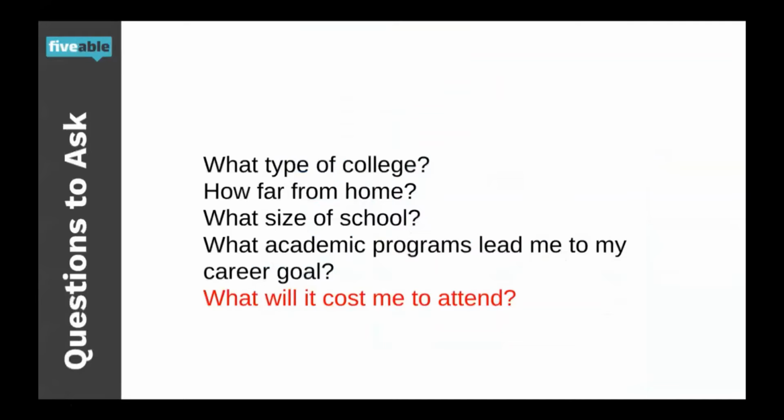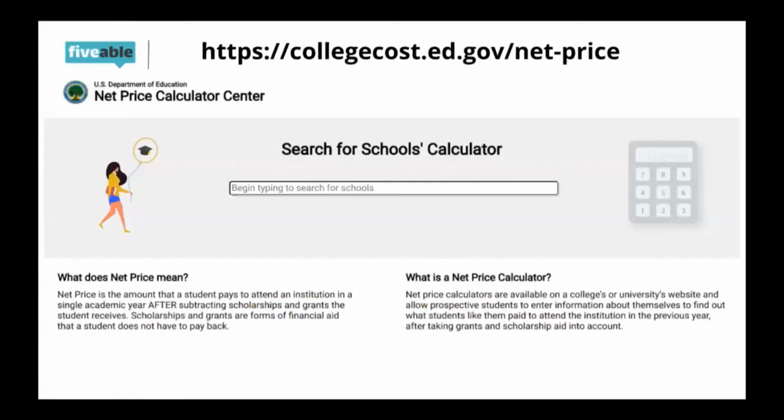So the next thing I'm going to talk about is cost, and the way you can find out cost is using a tool called the net price calculator. Each school has a net price calculator, and I like to describe it like this. If you're on an airplane, chances are the price that you paid for your flight from point A to point B is very different from the complete stranger who's sitting across from you in the aisle.